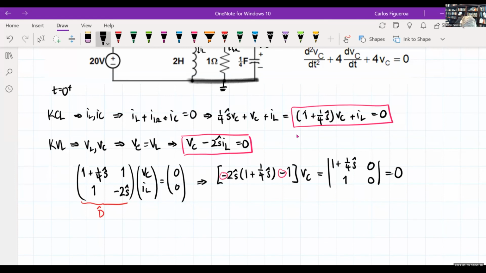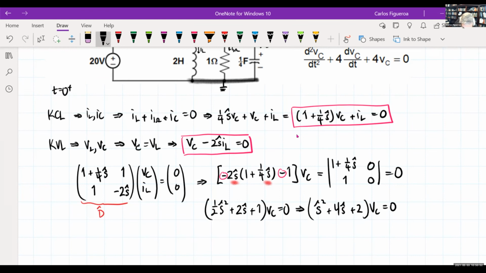So here's my term. So my first term, I'm going to multiply this guy times that guy. So then I'm going to get 2 times a quarter. So I'm going to get 1/2 s hat squared. Then I'm going to multiply by the second, which will give me 2 s hat plus 1 VC equal to 0. I'm going to multiply the 2 out. So I'm going to get s hat squared plus 4 s hat plus 2 VC equals to 0. So now I have my second order differential equation. So now what I got to do is I got to go get the roots.